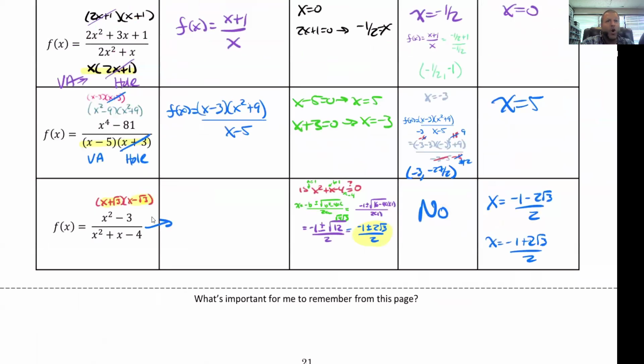All right, so again, all we care about are holes and vertical asymptotes. And in this case, we're able to figure out where holes and vertical asymptotes are by looking at when our denominator is equal to 0 and what cancels.